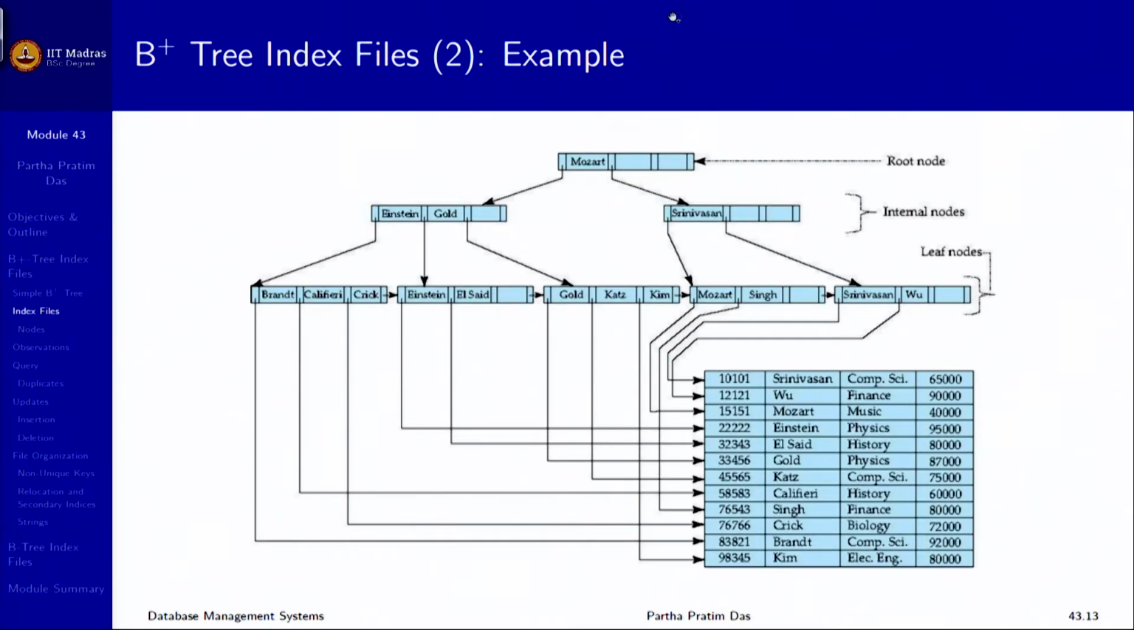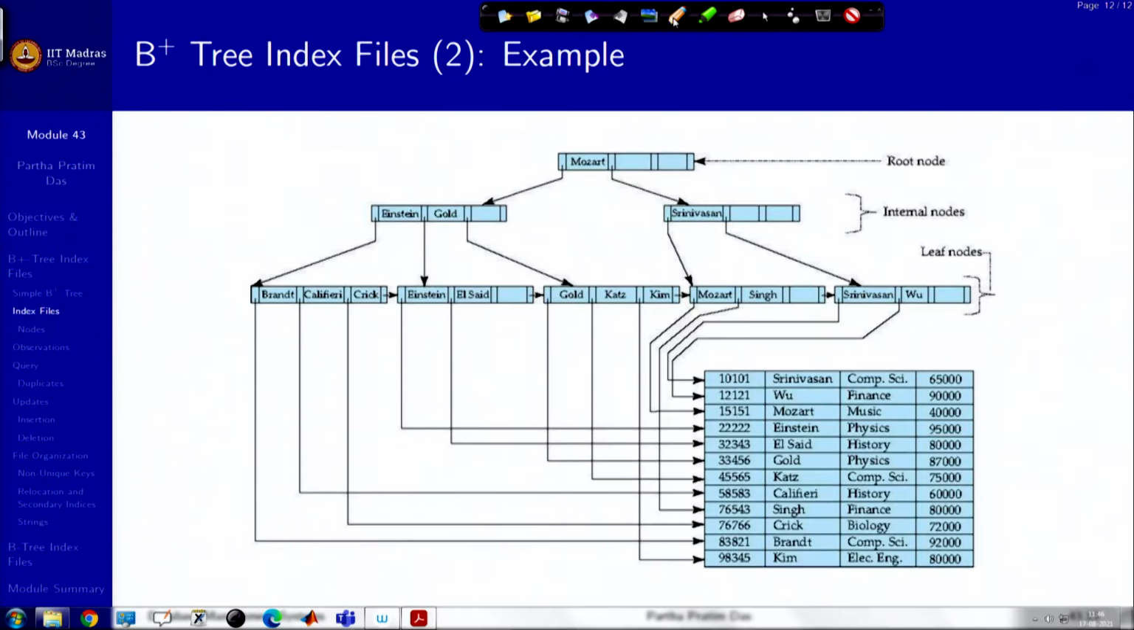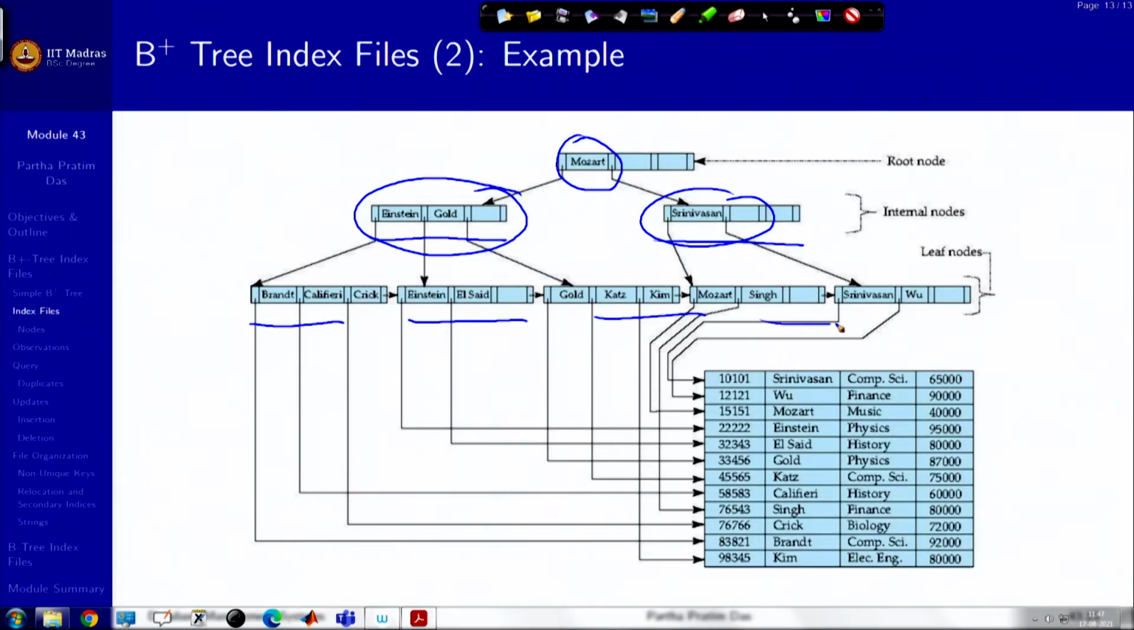So, here is a more database kind of example for a B plus tree. You can see this is the data we are trying to keep, and the key being used for this organization is a name. The root has only Mozart, and these are internal nodes. Naturally, all nodes here will be less than Mozart, and all nodes here and subsequently will be more than Mozart. Then finally, you have the leaf nodes.